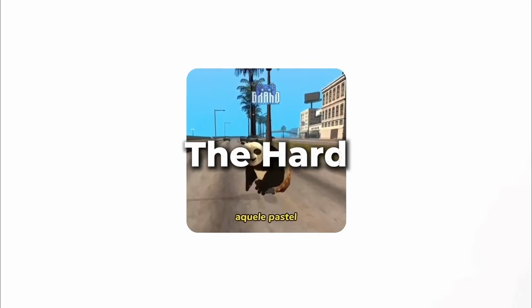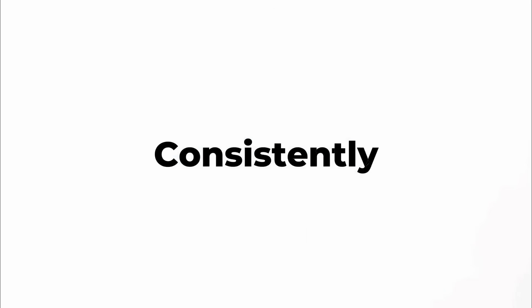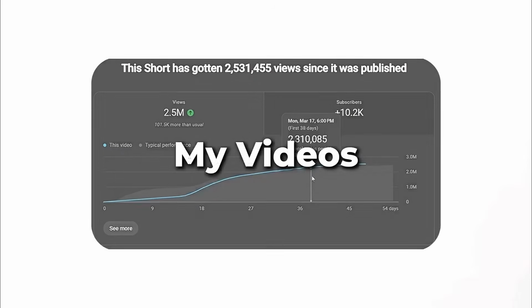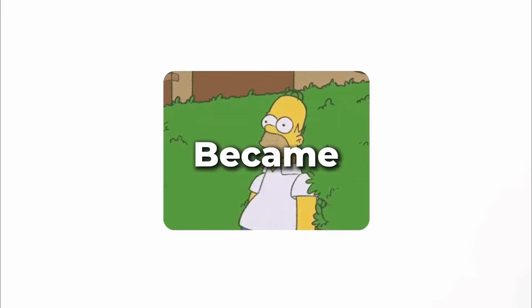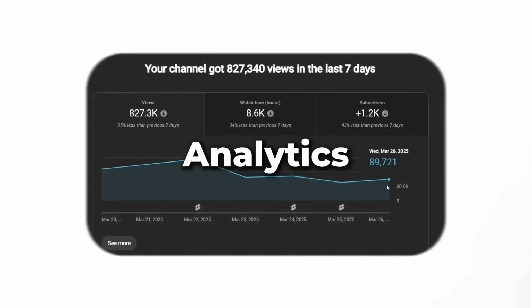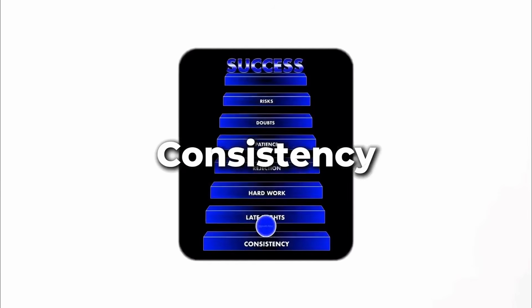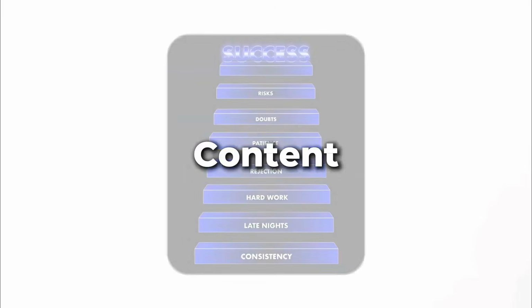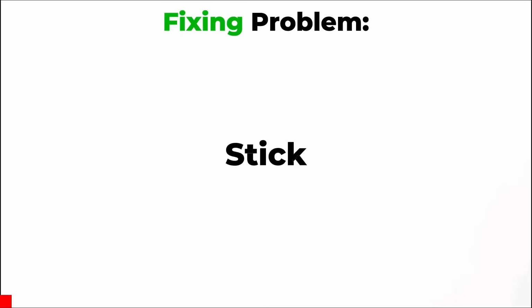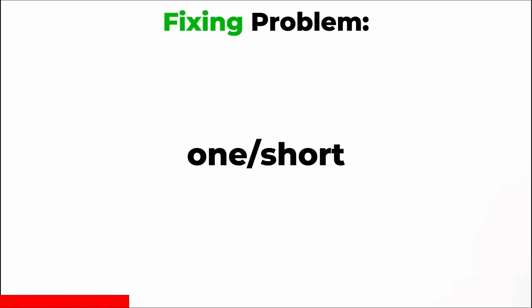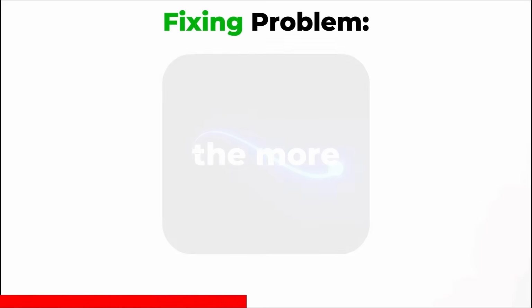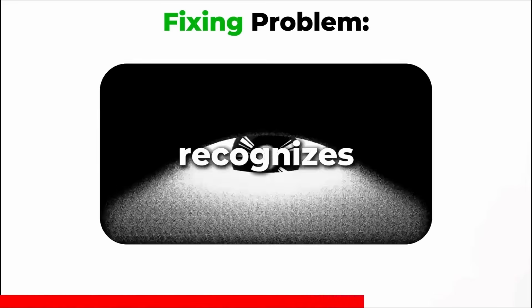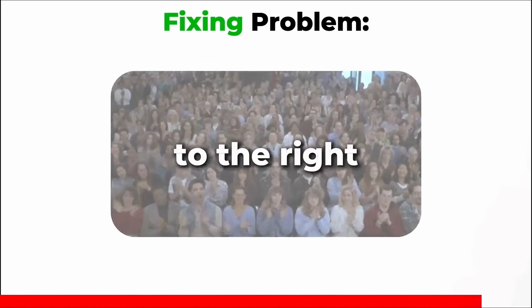I learned this the hard way. When I was posting consistently, YouTube kept pushing my videos, and my views were growing fast. But when I became inconsistent, my views slowed down, my shorts stopped getting pushed, and my analytics dropped. The algorithm needs consistency to keep recommending your content. To fix this issue, stick to a schedule. Start with one short per day and stay consistent. The more you post, the more YouTube recognizes your content and pushes it to the right audience.